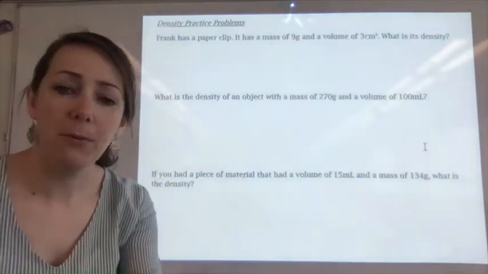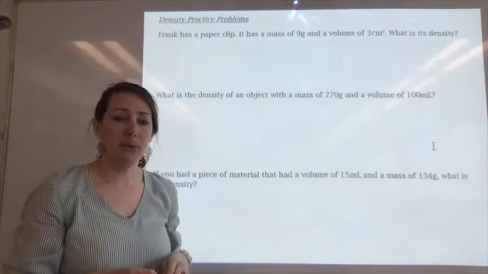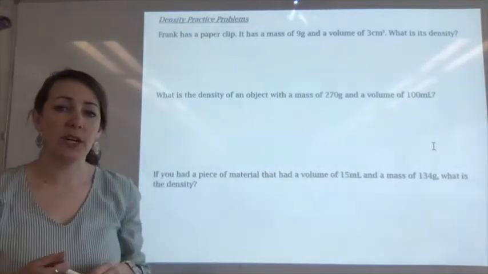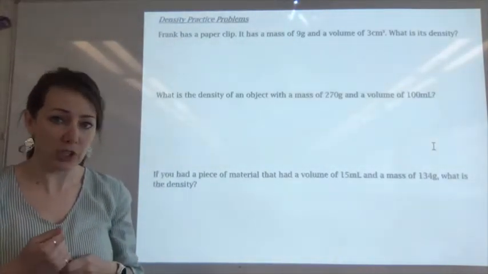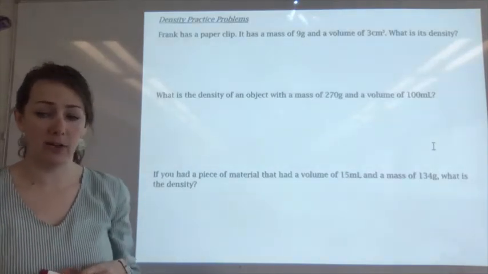So here are a couple more examples. Hopefully you can see those well enough. Frank has a paper clip. It has a mass of 9 grams and a volume of 3 centimeters cubed. What is its density? Hit pause, figure that one out.